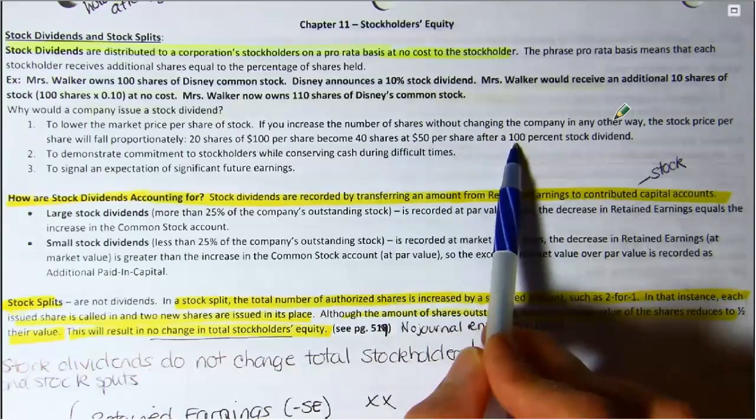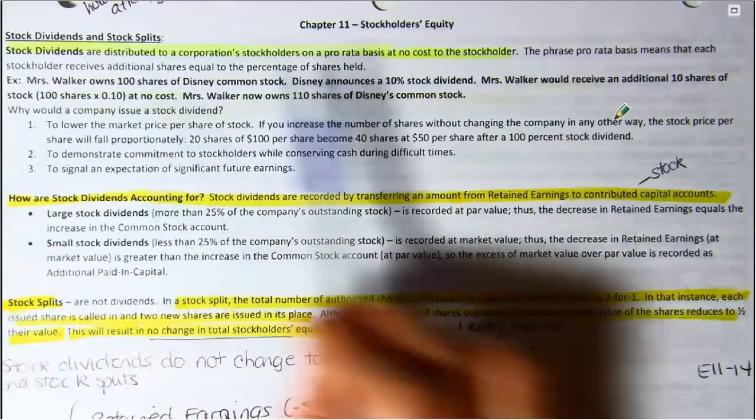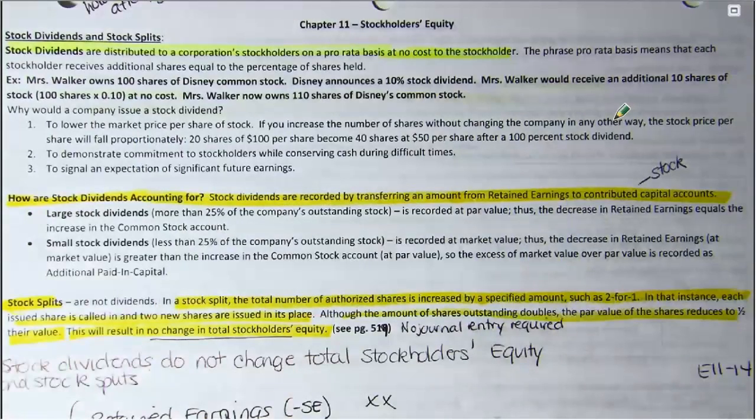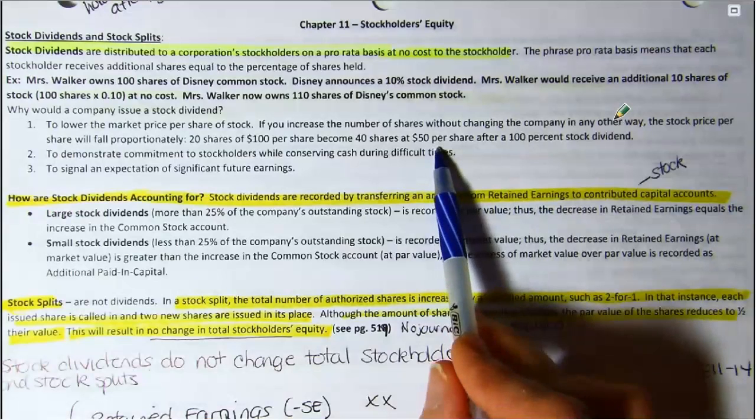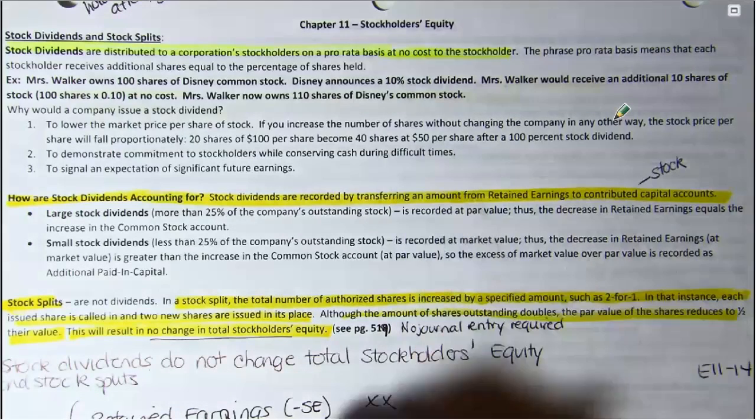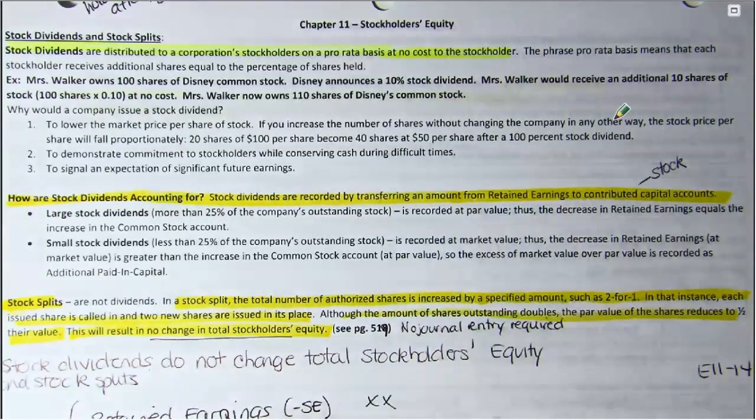If you double the number of shares, if Mrs. Walker owns 100 shares and it's a 100% dividend, she's going to get another 100 shares. So it will probably drop the market price in half. Can't tell exactly, but it should depress it to that value.